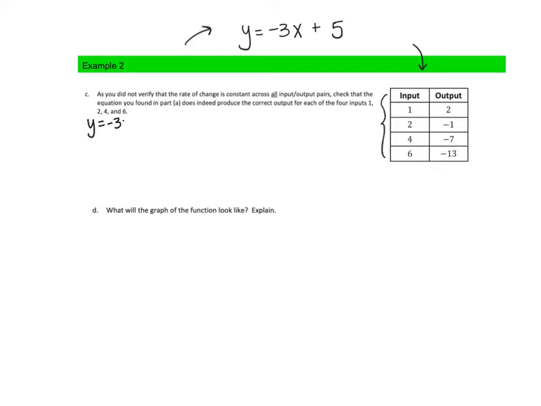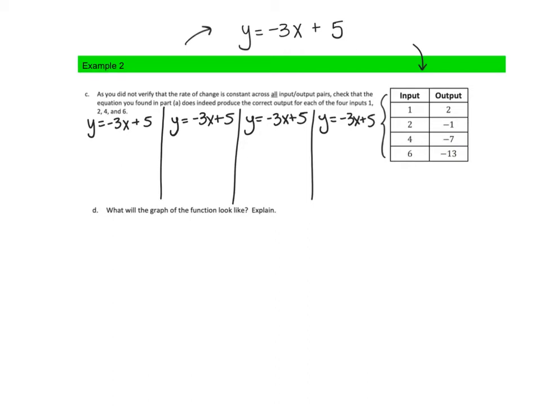Y equals negative 3x plus 5. Y equals negative 3x plus 5. And I'm doing it for each of these different rows in my table, okay? For the first one, I'll do it in yellow. So my x is a 1, my y is a 2. So this becomes 2 equals, because my y is a 2, negative 3 times 1 plus 5. For my second row, I'm going to do it in blue.